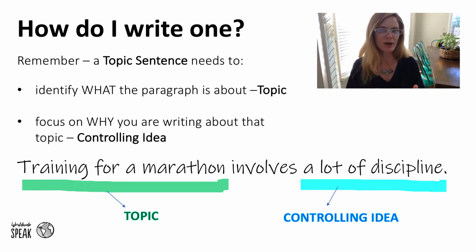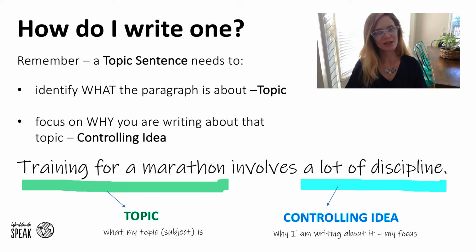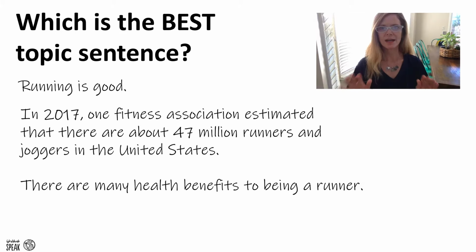I'm just going to talk about the discipline required for training for a marathon. So you have your topic, and then you have your controlling idea. Your topic is the subject of the paragraph, and your controlling idea is why you're writing about this topic. It's your focus. Now that we know what a topic sentence is, and we've had an example, let's look at a few topic sentences that I have here and decide which is the best topic sentence. Now remember, it needs two pieces: topic, controlling idea.